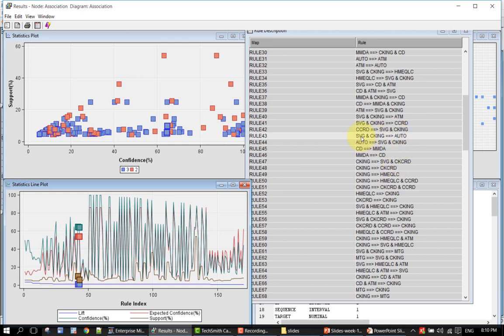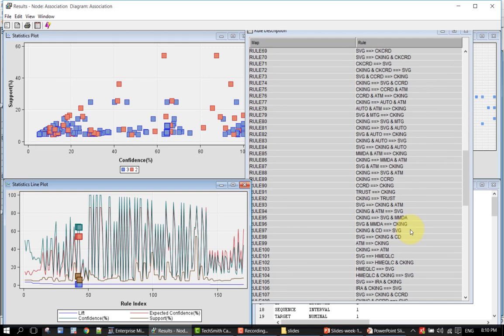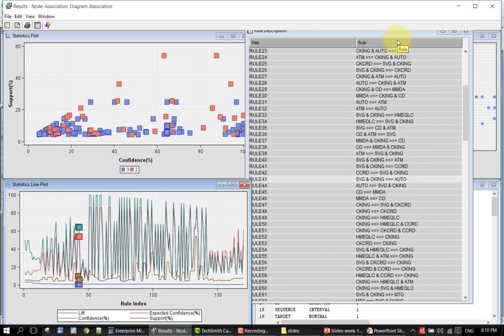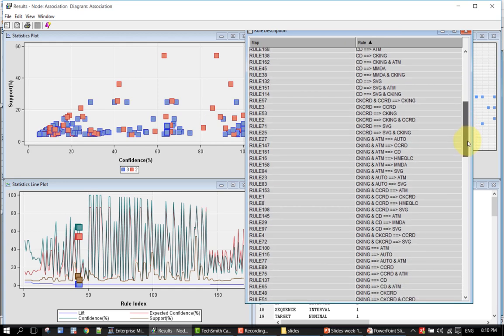Maybe we can compare another rule, see if we can find it. If checking, then auto. Do you see it? You can sort by initial letter. If checking, then auto. It doesn't show up. It doesn't show up.